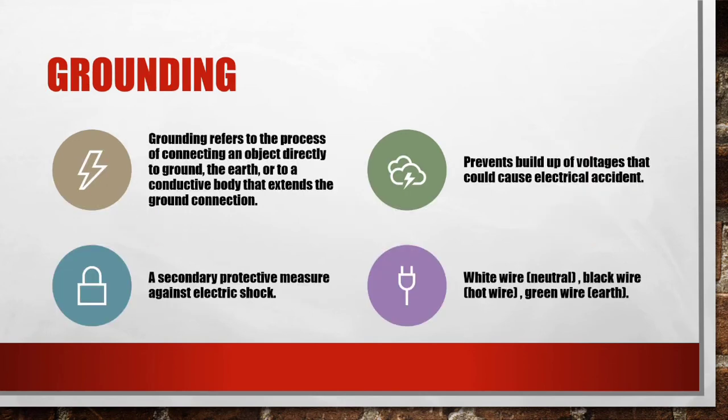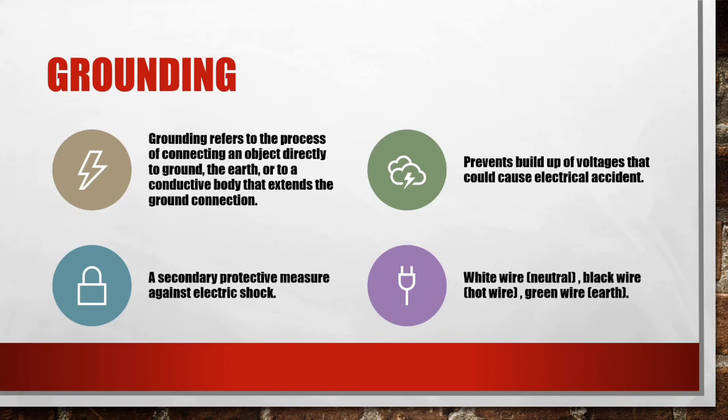Secondly, grounding. Grounding refers to the process of connecting an object directly to ground, the earth, or a conductive body that extends the ground connection. When it is properly done, current from a short or from lightning follows this path, thus preventing the buildup of voltages that would otherwise result in electrical shock, injury, or even death. Grounding also is a secondary protective measure against electrical shock.